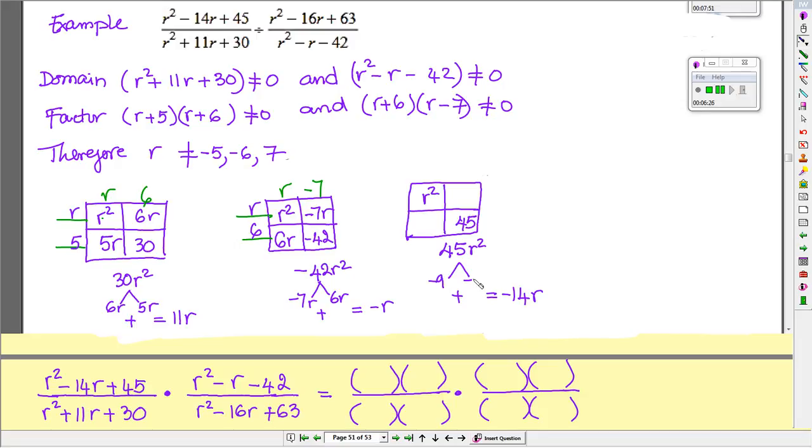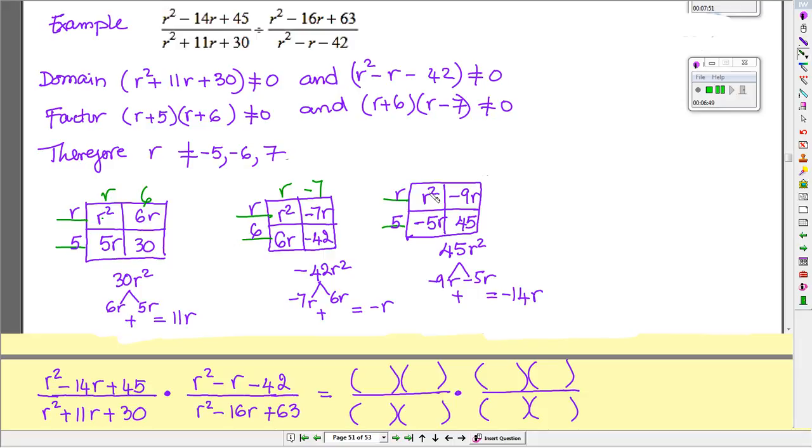So negative 9 times negative 5 will be positive 45 and r. So therefore I'm going to put negative 9r and negative 5r. Now I'm going to go to the rows. So we have two rows. Row 1, the common factor will be r. Row 2, the common factor will be 5.